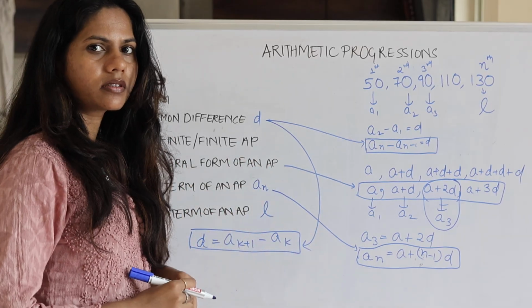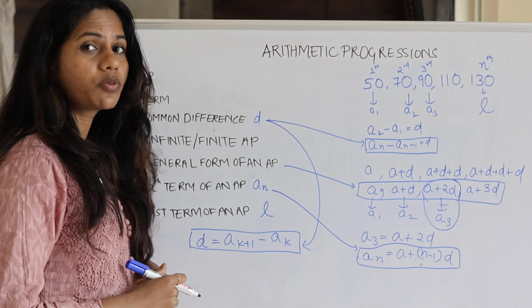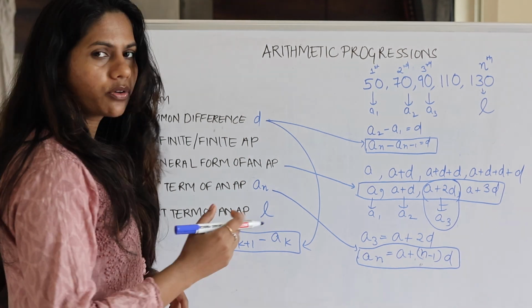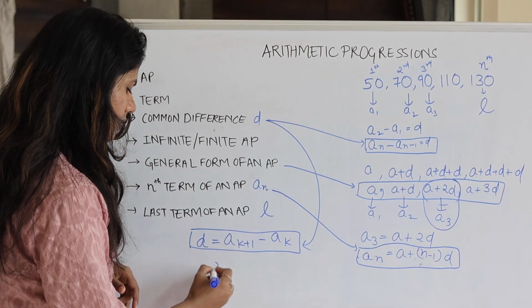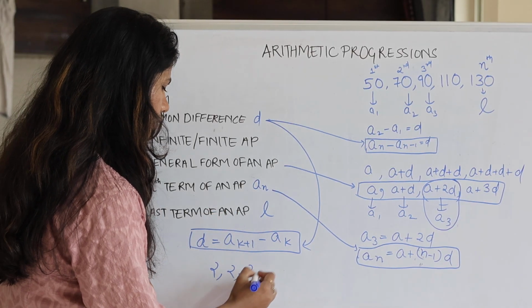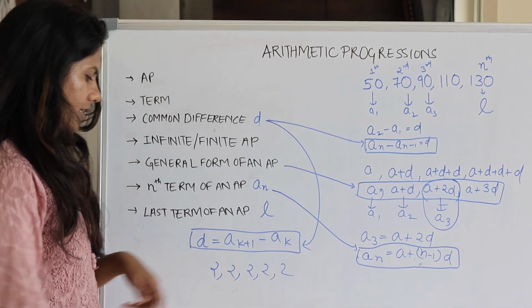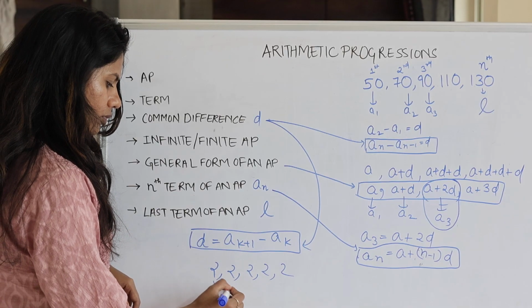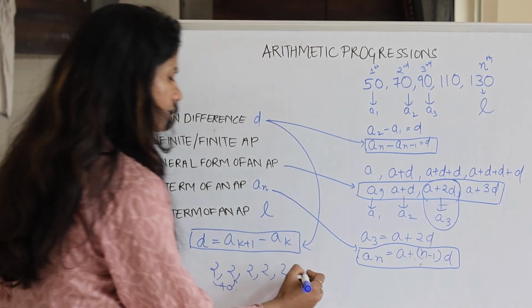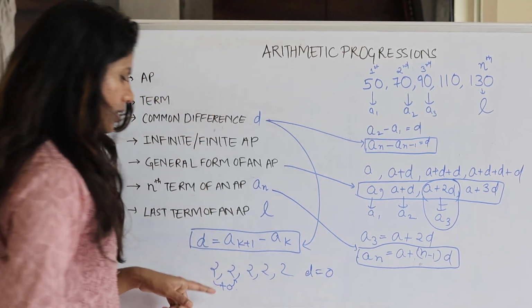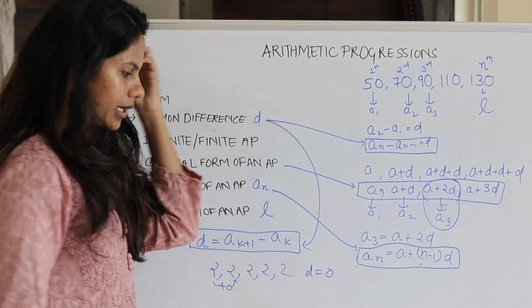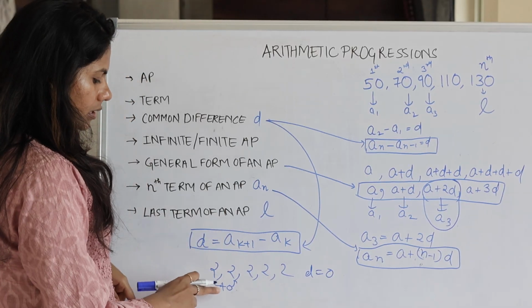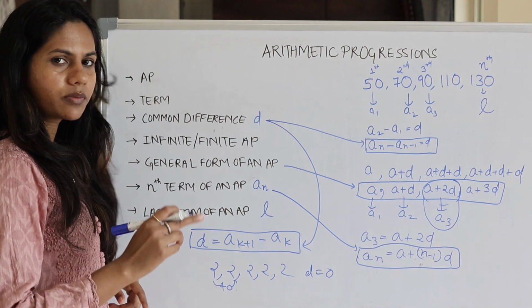One more thing which I missed is that the common difference can also be 0. It can be positive, it can be negative, it can be 0 as well. For example, you have a series 2, 2, 2, 2, 2. Here 2 is attained by adding 0 to 2, so the common difference is 0. That's why we get the same number every time. So other than plus or minus, the common difference can be 0 as well. Please keep this in mind.